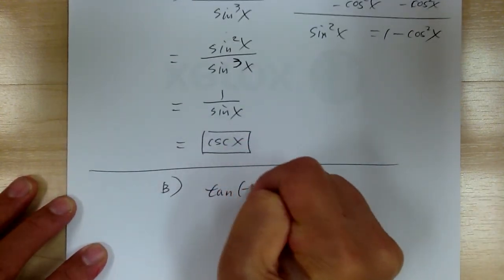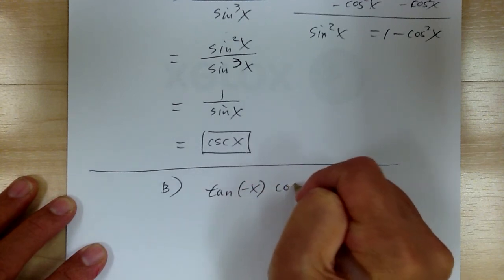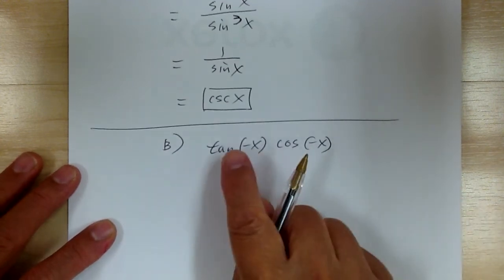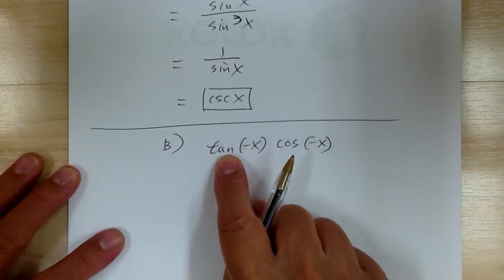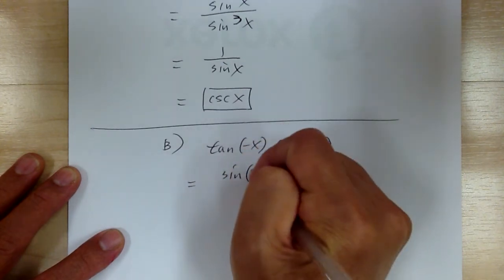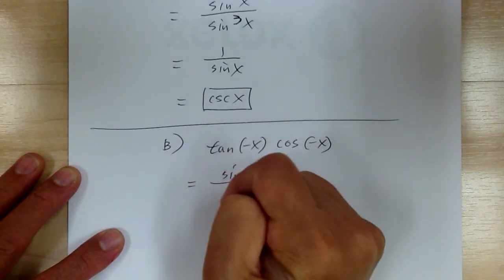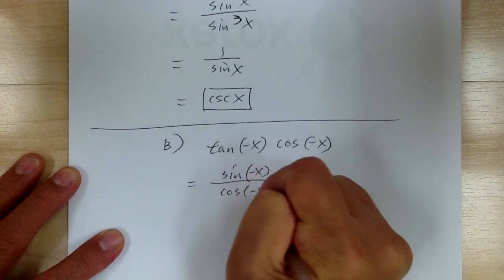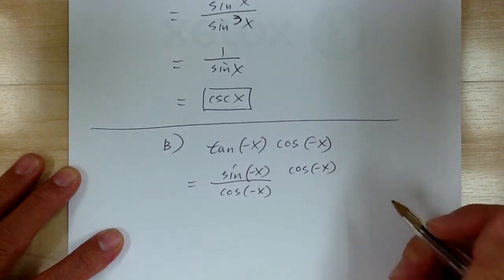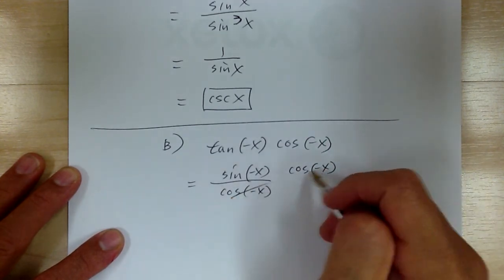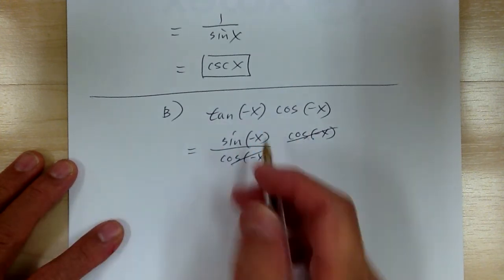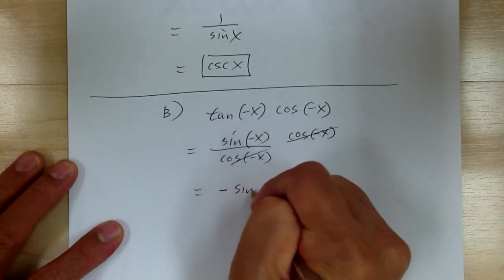Now let's do B. You have tangent of negative x and cosine of negative x. If you're not sure what to do, just make everything into sine and cosine. Tangent is sine over cosine, so this will be sine of, and whatever you have in here, that's what you're going to put in parentheses, over cosine, and this one would be cosine of negative x. Notice this would cancel out. So you have sine of negative x, and from what we learned earlier, this will equal negative sine of x.